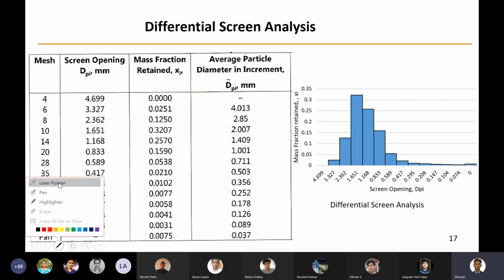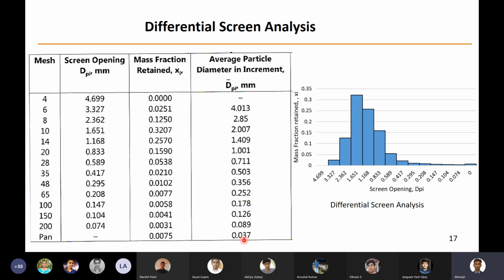This one is pretty easy to understand. You have the mesh number and you have the corresponding screen opening, and the mass fraction retained on that specific screen. The average particle diameter in that increment would be what? This is nothing but the arithmetic average of these two. Just take any example. Let's take the first one.